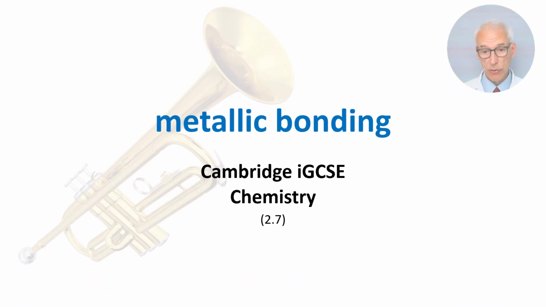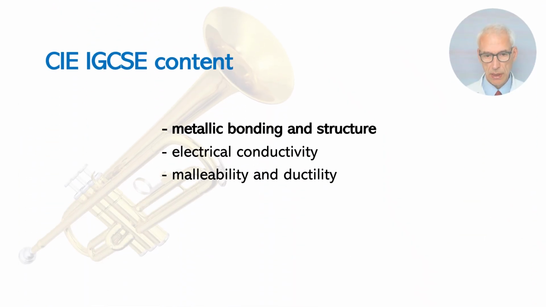Metallic bonding for Cambridge iGCSE Chemistry. So Cambridge requires the theory of metallic bonding and metallic structure, an explanation for electrical conductivity, and of malleability and ductility.